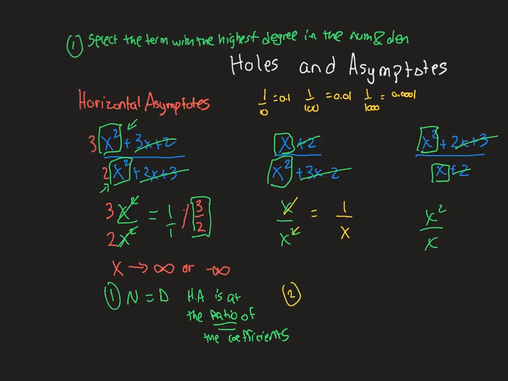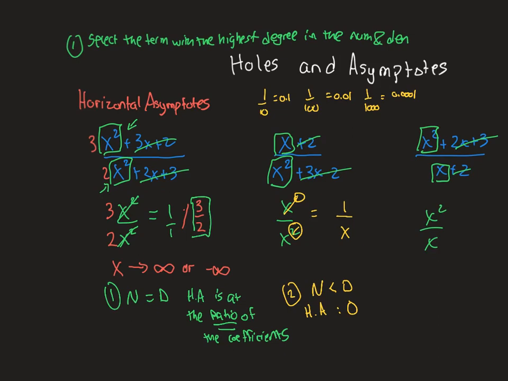So the second rule would be, and in this case you notice that my numerator was less than my denominator. And you'll notice that because on the top I had a 1, on the bottom I had a 2. So my numerator's degree was less than my denominator's degree. So in this case, the horizontal asymptote would be 0. Because as you get closer and closer, bigger or smaller, you're going to get closer and closer to 0.